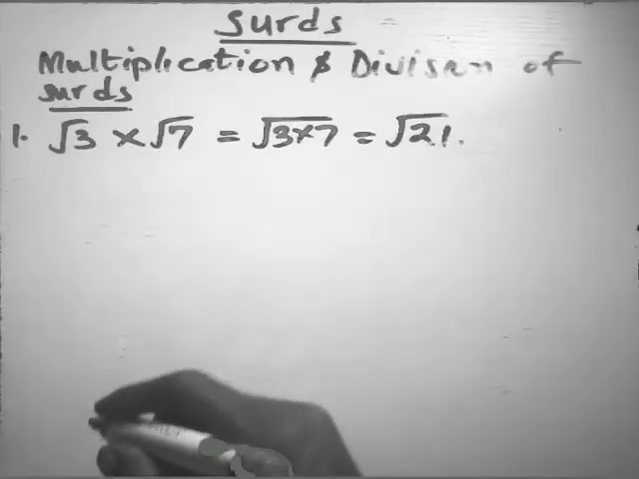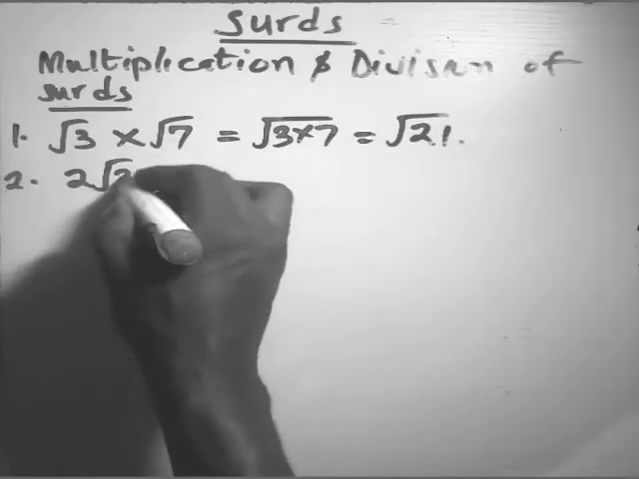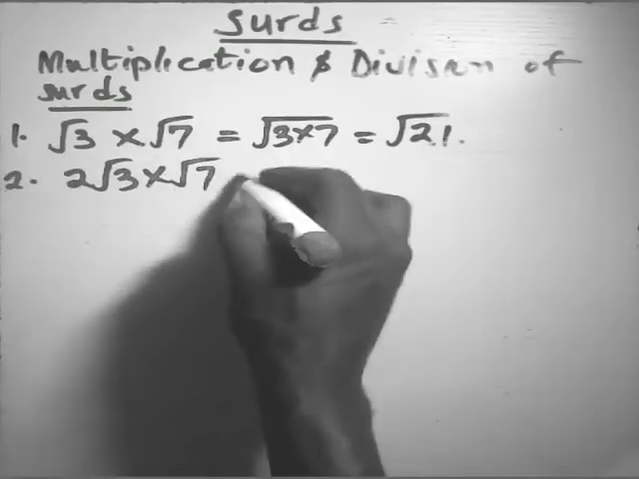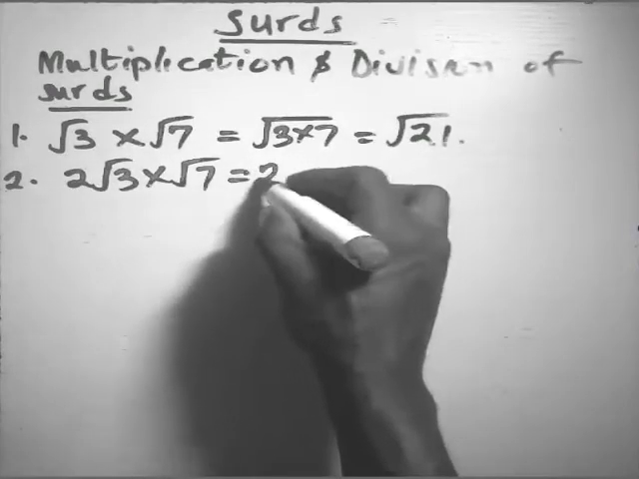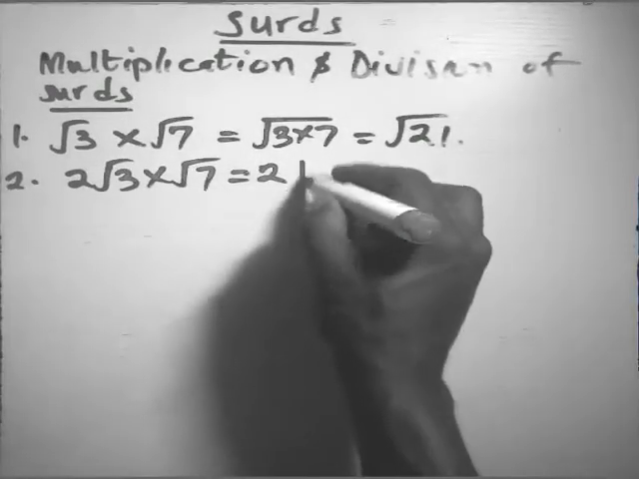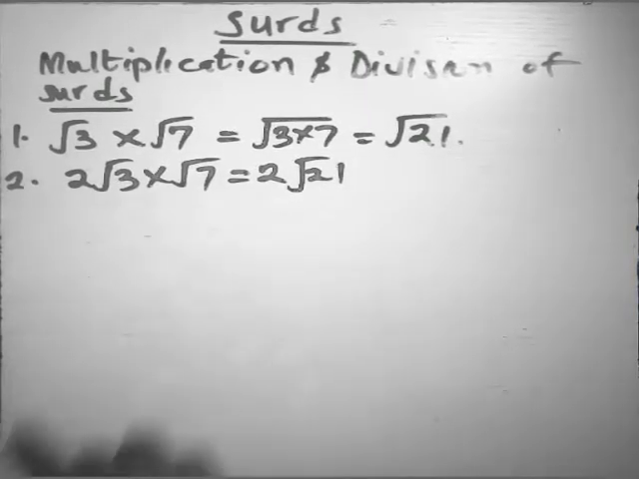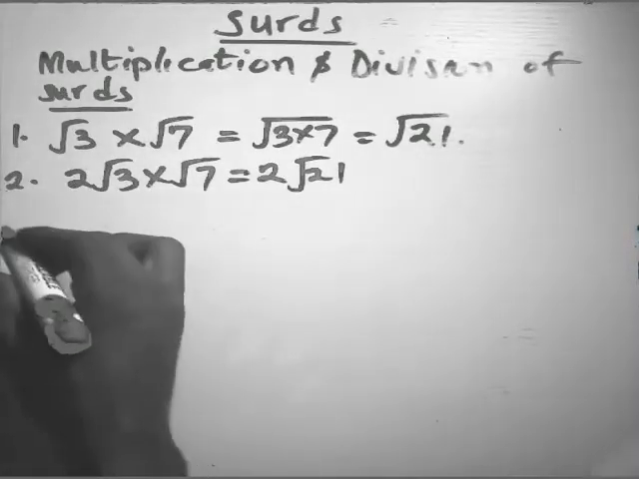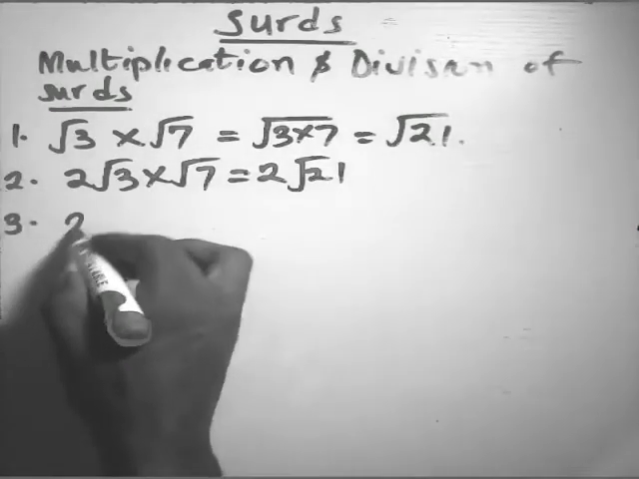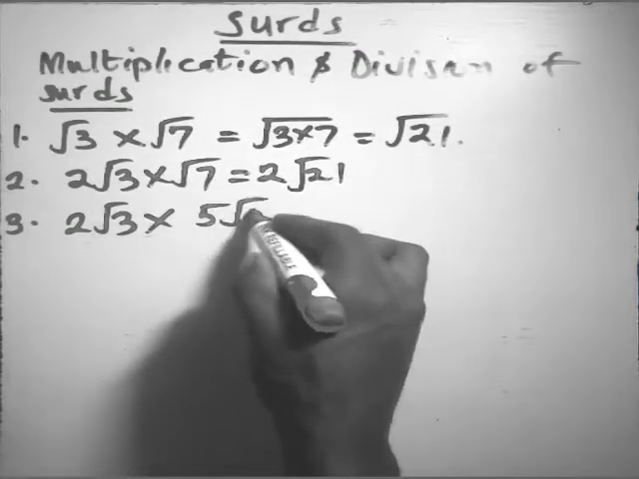Take a look at another example. How do you do this? It is still the same thing. 2 still comes in front, then root 21, because you are multiplying 3 and 7, 21. Let's take it a little bit further. We have 2 root 3 times 5 root 3.